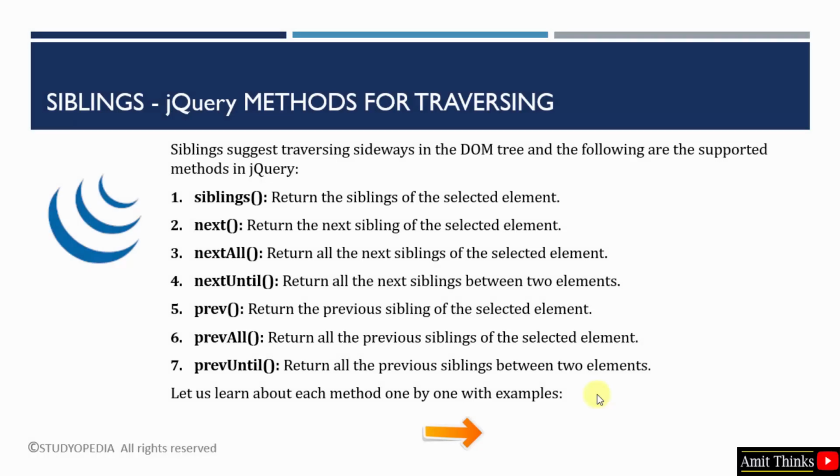So guys, we saw how to work with the following methods for traversing. We worked on these 7 methods and saw some examples to find the siblings, the previous and next siblings.